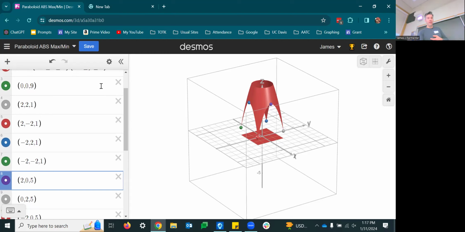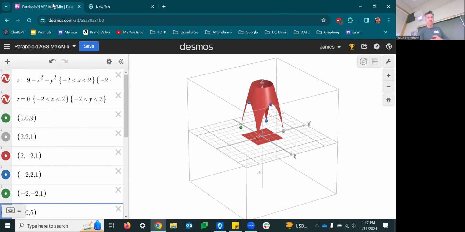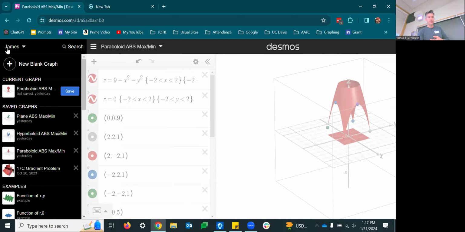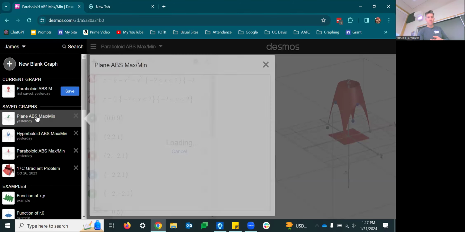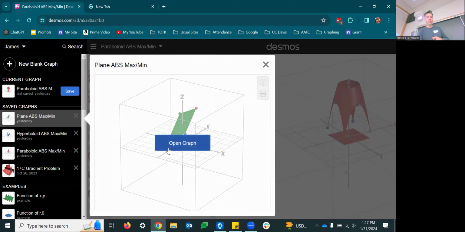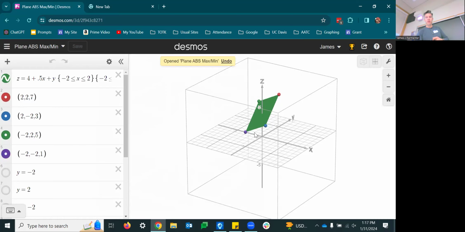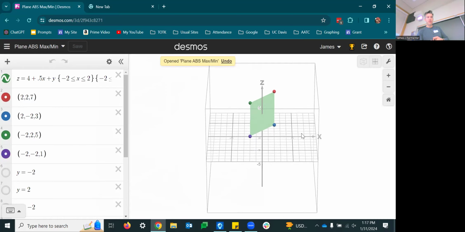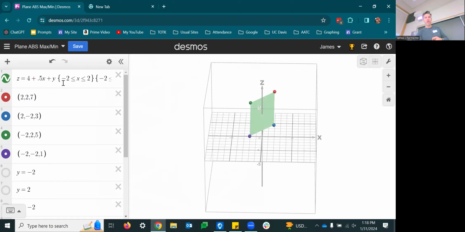In a similar way, let's pull up another one. We also have a plane, z equals 4 plus 1/2 x plus y. If you think about the plane being the roof of your house and it's kind of tilted, one corner is going to be the lowest point on the surface and one corner is going to be the highest point.